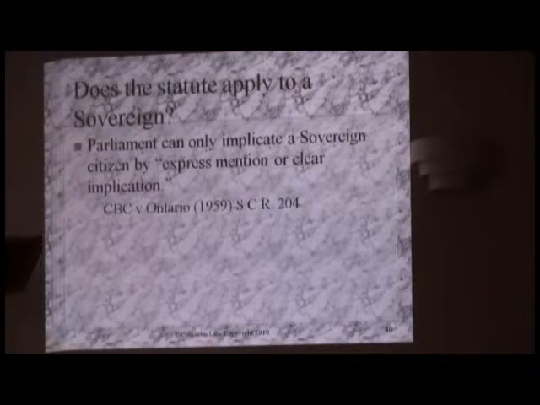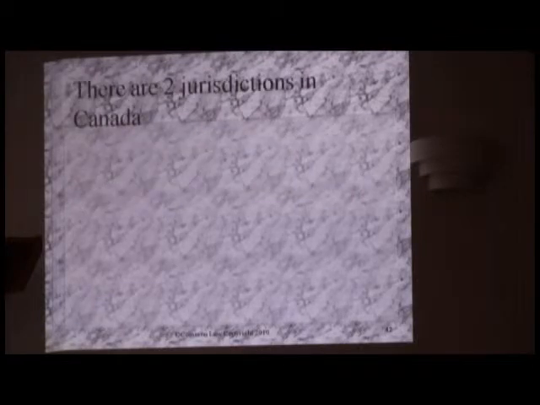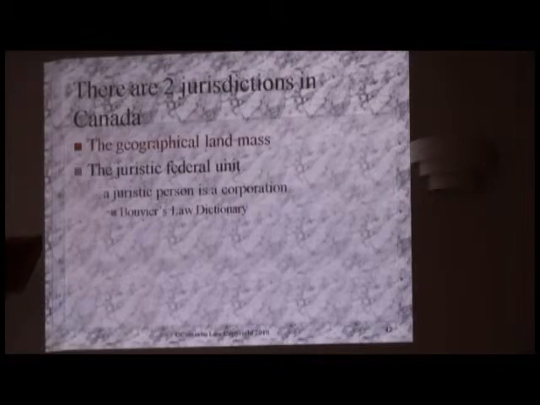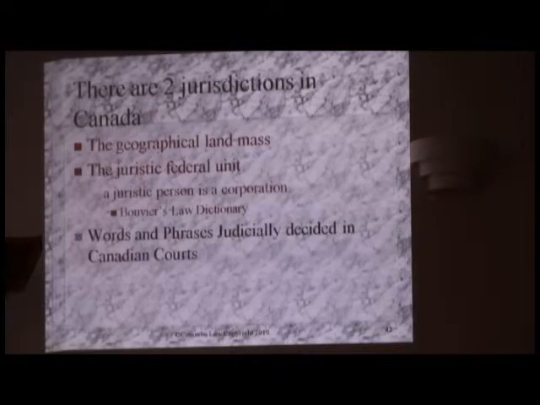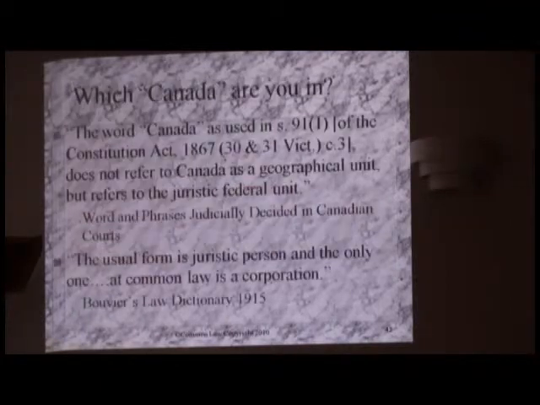Parliament can only implicate a sovereign citizen by express mention or clear implication. Supreme Court of Canada. A sovereign is not a person as far as the statute's concerned. There are two jurisdictions, the geographical landmass and the juristic federal unit. A juristic person is a corporation. The word Canada used in section 91(1) of the Constitution Act does not refer to Canada as a geographical unit, but refers to the juristic federal unit, okay? So all of the Constitution is only talking about corporations. The usual form of juristic person, the only one at common law, is a corporation.